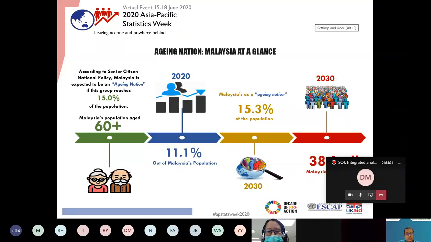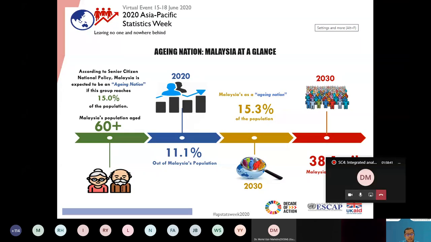So according to the United Nations, aging is divided into three groups, namely aging society, when the population aged 65 years old and above is 7% of the population, aged society, above 14% of the population, and super-aged society, above 20% of the population.